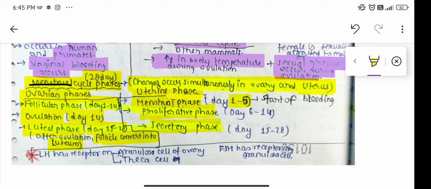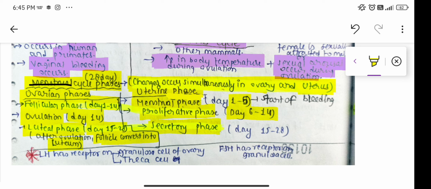Next we have the proliferative phase. Proliferative means proliferation of the endometrial lining so that there can be implantation of the blastocyst. It lasts from day 6 to day 14 of the menstrual cycle. Next we have the secretory phase.